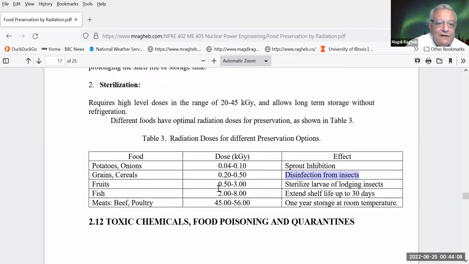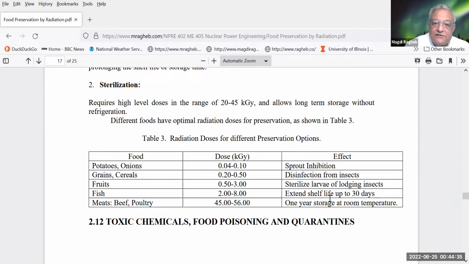Fruits, 0.5 to 3 kilogray would sterilize the larvae of lodging insects. Obviously, insects lay eggs in fruits, and with 3 kilograys, you can kill those eggs of those insects, and you preserve your fruit for a long time. Fish, 2 to 8 kilogray, because if you try to preserve the fish, you have to also kill the bacteria in their stomachs.